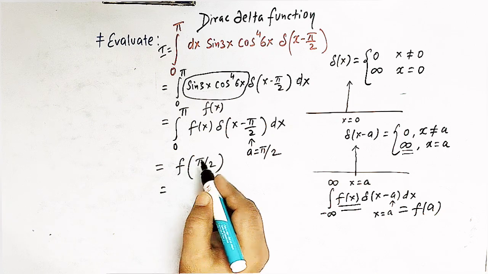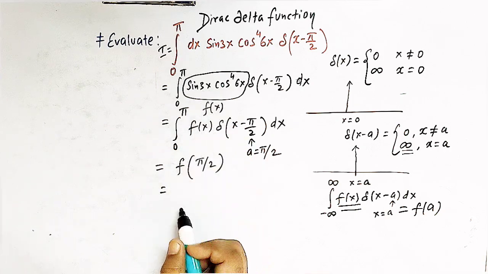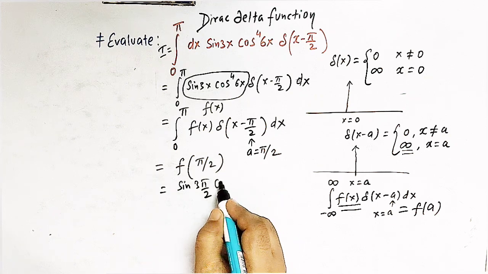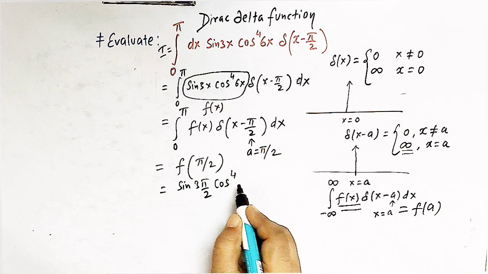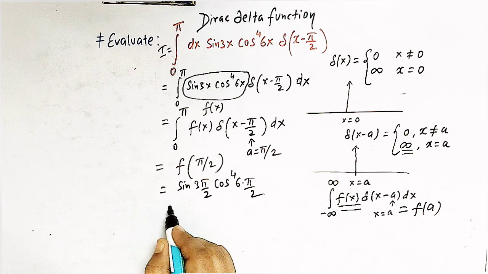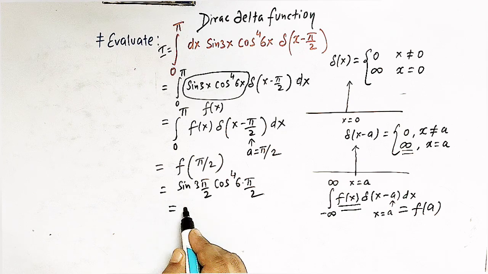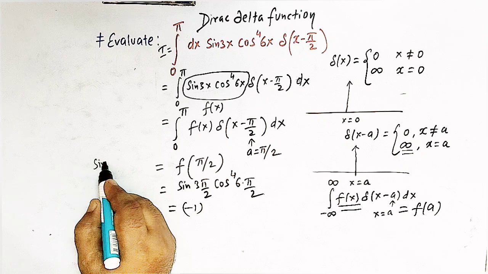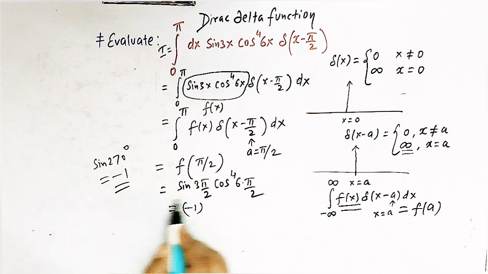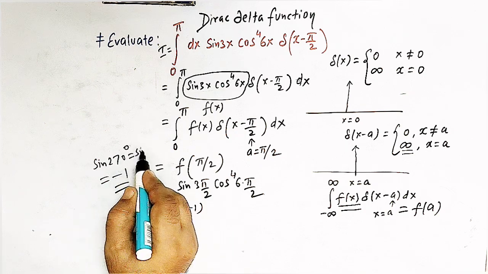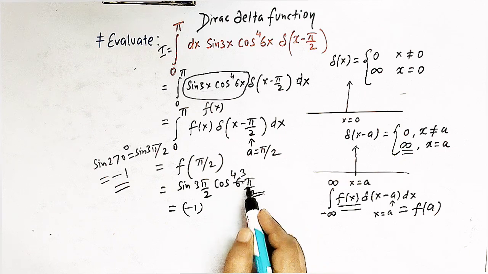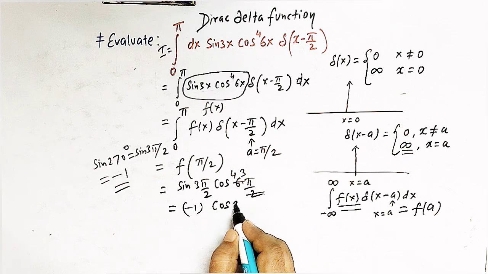So we'll take x equal to pi by 2 in f of x. We can now write sine 3 pi by 2, and then we have cos raised to 4, and here we have 6 times pi by 2, right? Sine 3 pi by 2 has value minus 1, because sine 270 degrees, which is 3 pi by 2, is equal to minus 1. So this is sine 3 pi by 2, and here we have 2 times 3, that is cos 3 pi raised to 4.